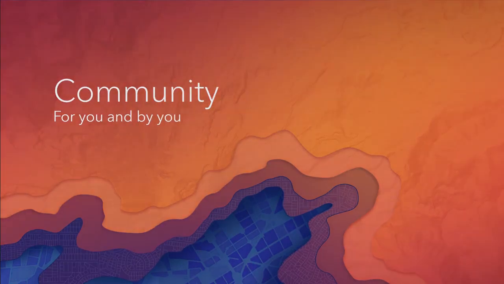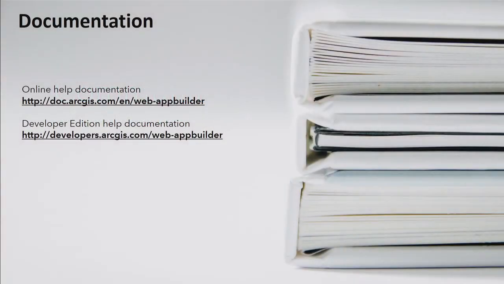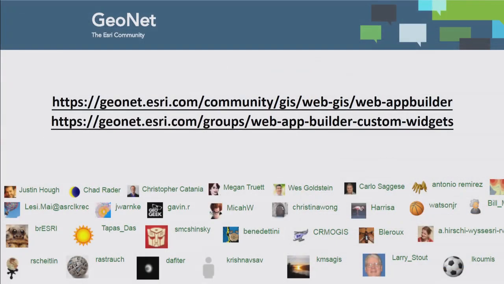Yeah, thanks, Moxie. So we'll just talk about the community real quick, and then Moxie can get into the road ahead, which is really better information. Documentation pages are here, or you can just Google Web AppBuilder. There's different documentation for the online version versus the developer version. So just note that a lot of the stuff we were doing today was in the developer version, so you want to go to developers.arcgis.com for all the documentation on that.